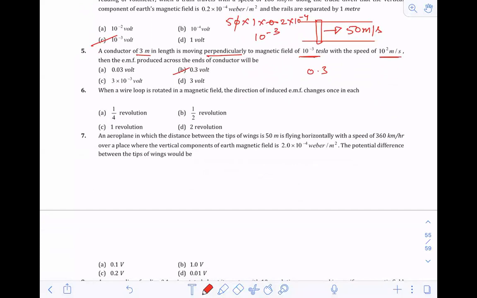Question number 6. When a wire loop is rotated in a magnetic field, the direction of induced EMF changes once in every half revolution. Changes in every half revolution. Okay, so that's also option B. That's a topic of this. What do you say? Oscillation. That's the topic of oscillation. Is it okay?